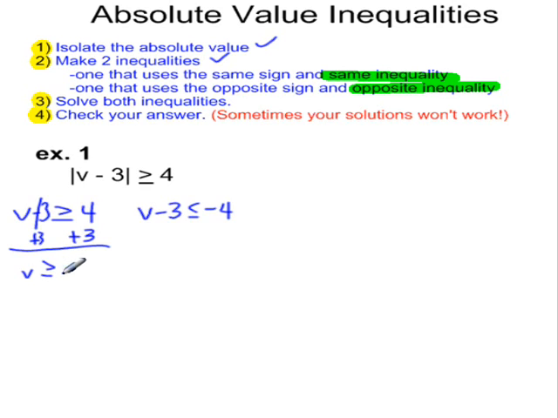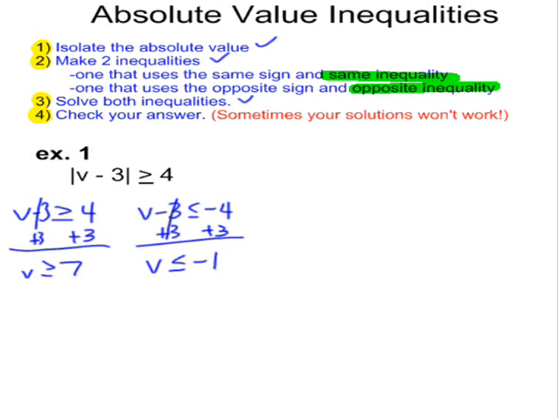One of my possible solutions, I'll have v is greater than or equal to 7. And my other solution will have v is less than or equal to negative 1. That takes care of step number 3. Now it's time for the important step of step number 4, checking our answer.